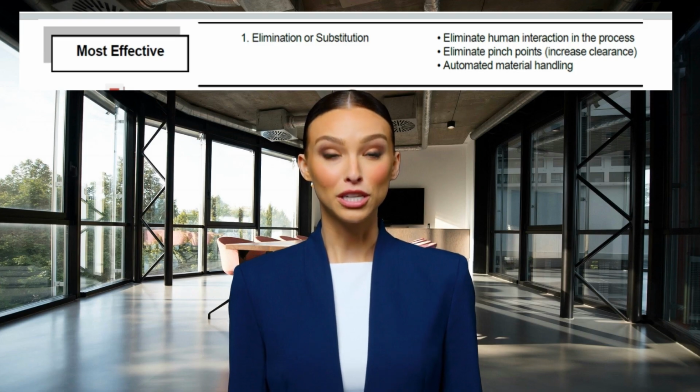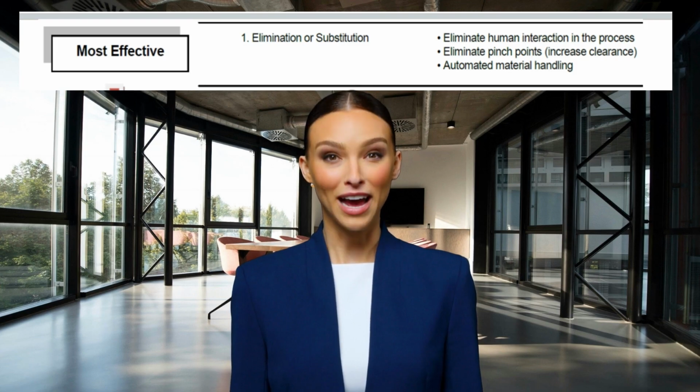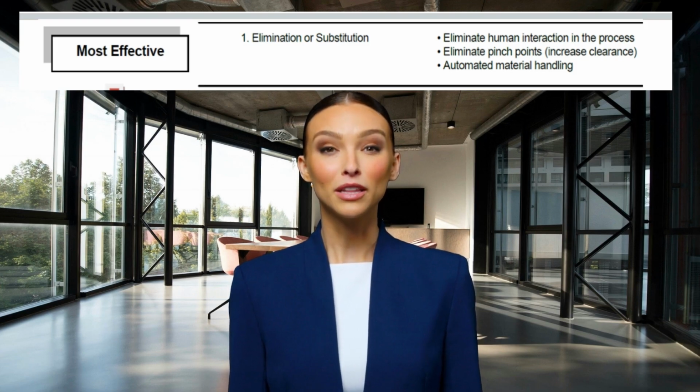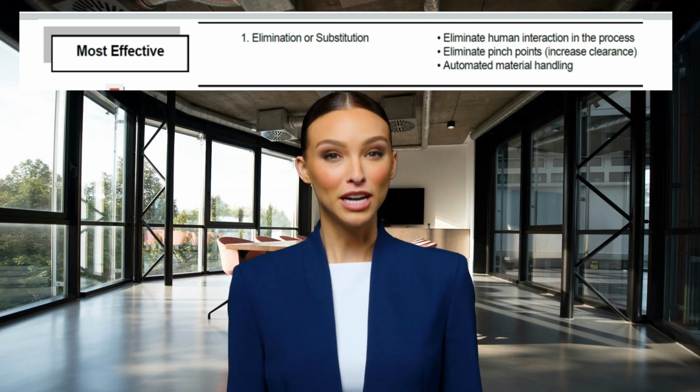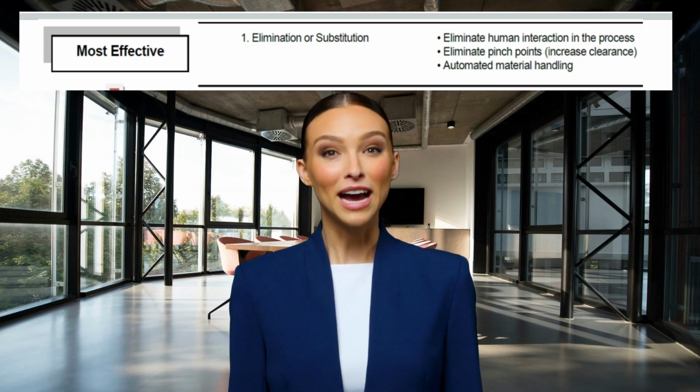1. Elimination or substitution. The most effective control is to completely remove the hazard. This could mean eliminating the task entirely. For example, outsourcing a dangerous process to a safer alternative. If elimination isn't possible, can you replace the hazard with something less dangerous? An example would be using a non-toxic chemical in place of a hazardous one.